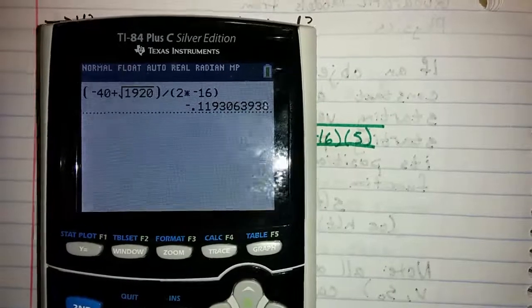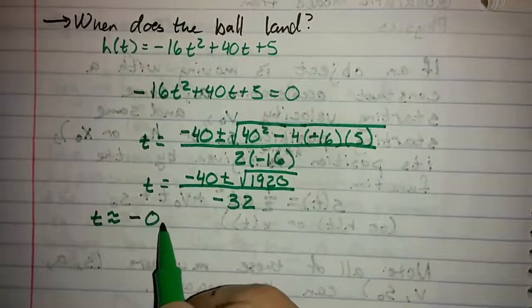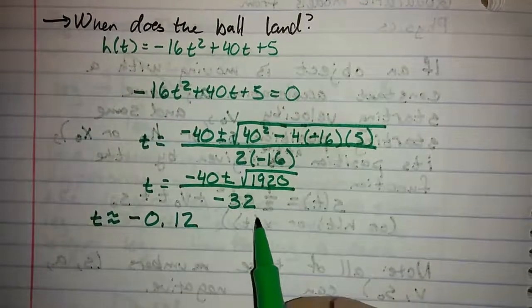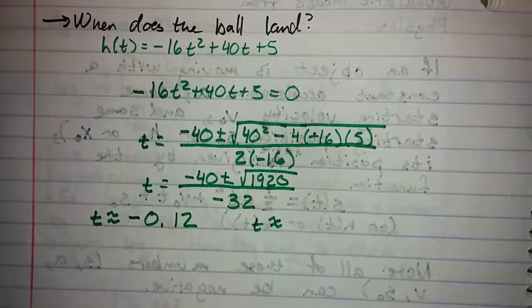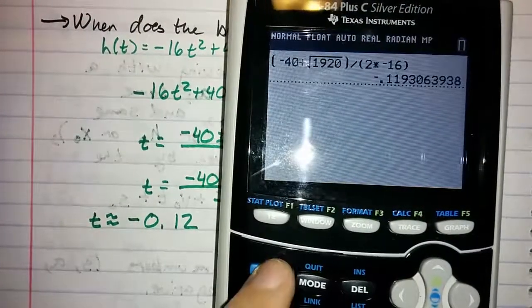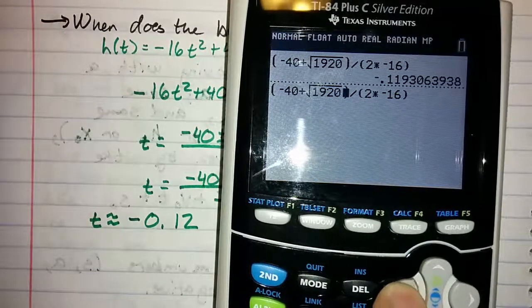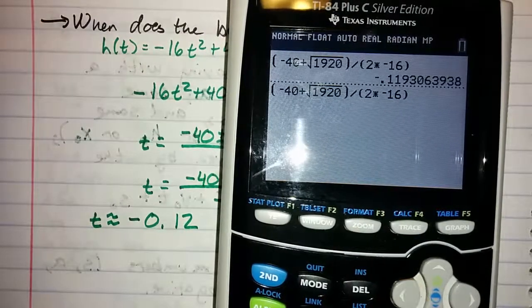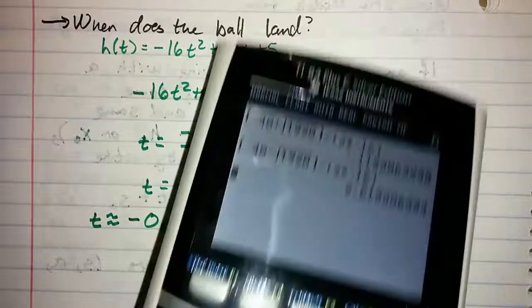So the first solution is t is about negative 0.12. That doesn't look very useful. We'll think about that in a minute. The second solution is going to be the minus solution. So I'll go back and edit that to be minus. The second solution will get t is about 2.62.